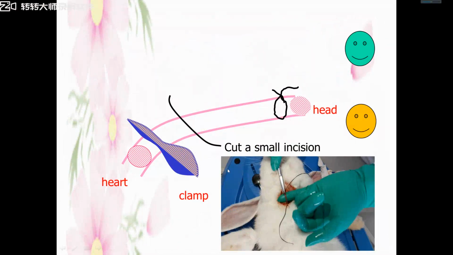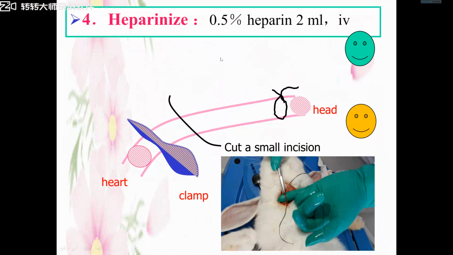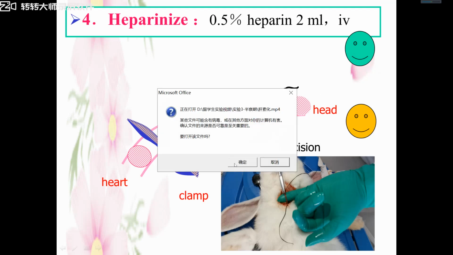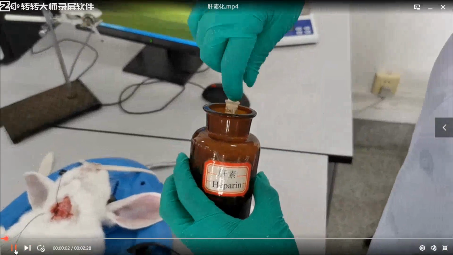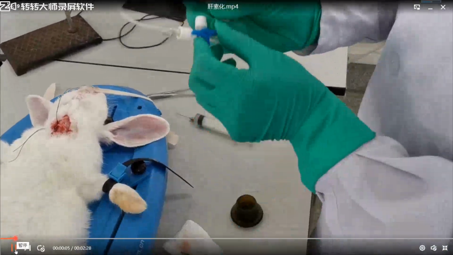Okay, so just now we have separated the carotid artery, and then the next step, we give heparin to inhibit coagulation. 0.5% heparin inhibits coagulation in vivo, and each rabbit we inject intravenously 2 milliliters of heparin. No matter the rabbit's body weight, each one gets 2 milliliters of heparin. Okay, so don't forget to inject heparin.